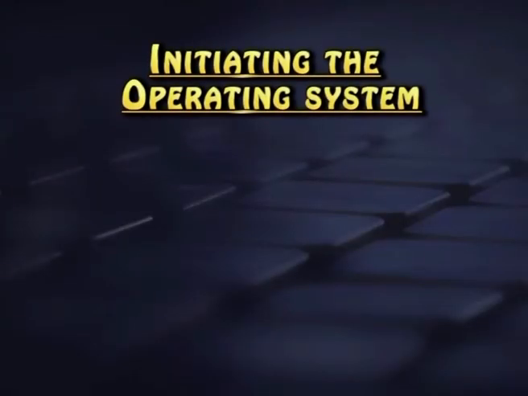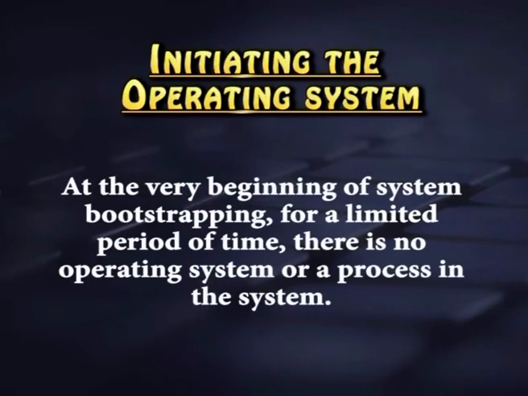Next topic is initiating the operating system. At the very beginning of system bootstrapping, for a limited period of time, there is no operating system or process in the system. The processor executes a bootstrap program from the boot ROM, first brings a portion of the operating system into the main memory and then executes operating system programs. In this initial phase of bootstrapping, the processor executes operating system programs, though not in the context of any process.